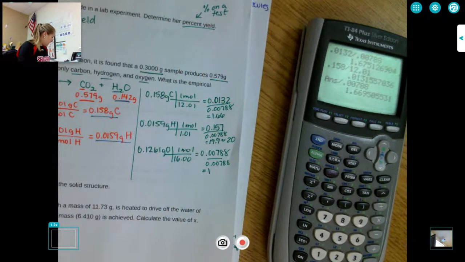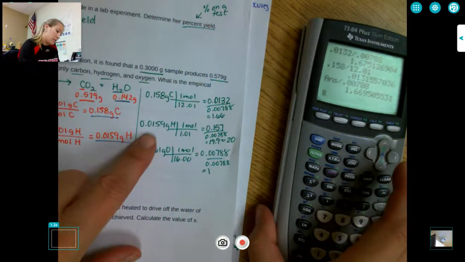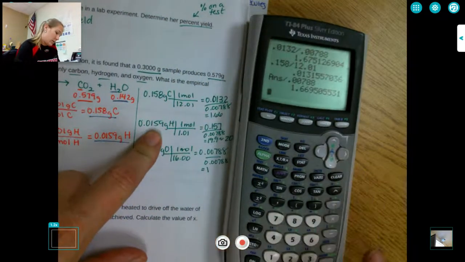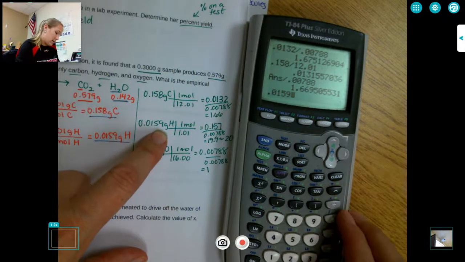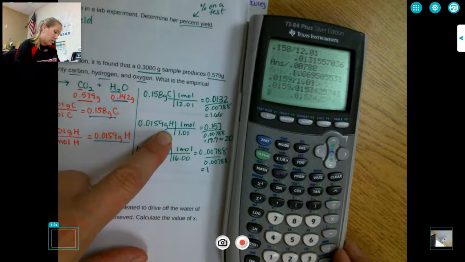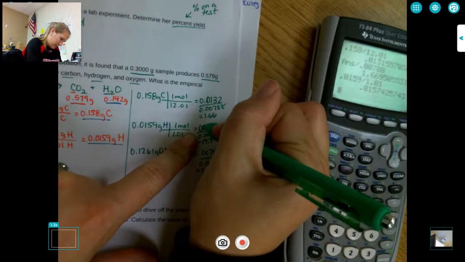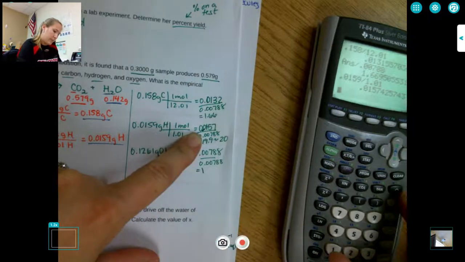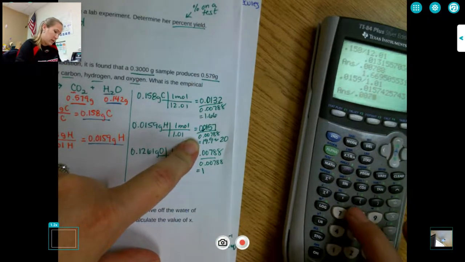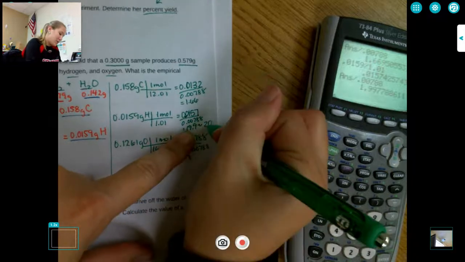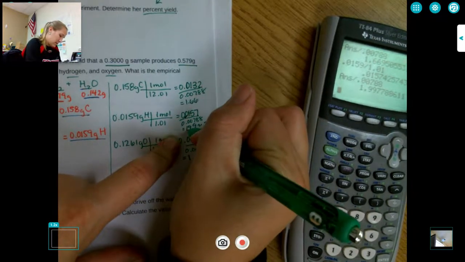What task is this? Molar volume, limiting reactant, percent yield, combustion. Oh yeah, I'm right. Why did that get 2? What did I drop? Guys, I dropped a 0 on this one. 0.0159 divided by 1.01. That makes more sense. I was like, that was weird. Guys, I messed up. That gets a 0, divided by 0.00788. So that makes more sense. Good. That's a lot less crazy.